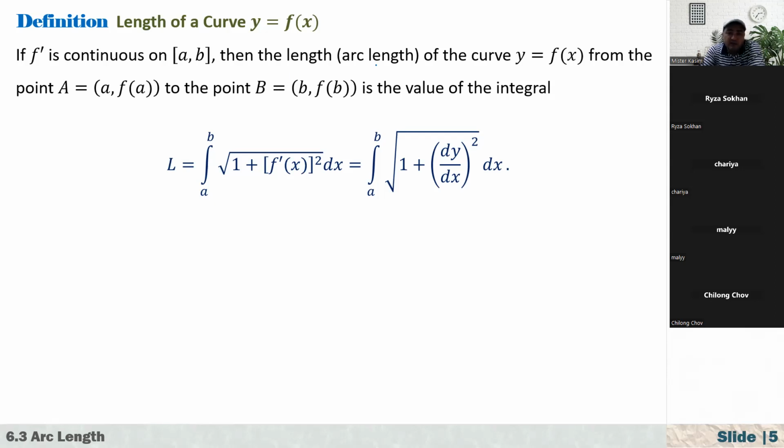Then the arc length of the curve y equals f of x, from the point A, whose coordinates are A and f of A, to the point B, whose coordinates are B and f of B, is the value of the integral. That is, L is equal to the definite integral from A to B of the square root of 1 plus f prime of x squared dx. All right, that's it. Also, we will see that sometimes we can calculate this with respect to y, not only x.